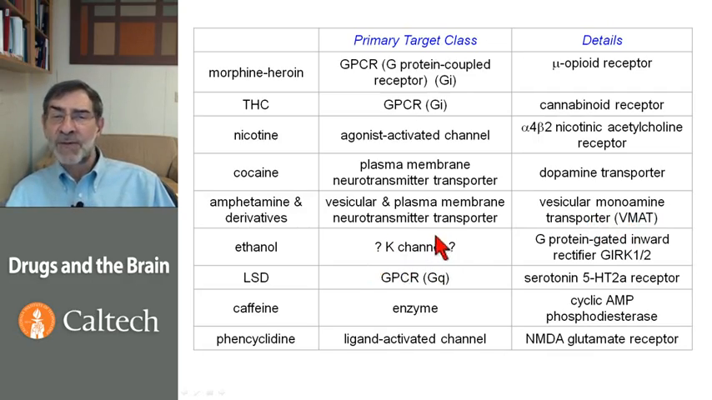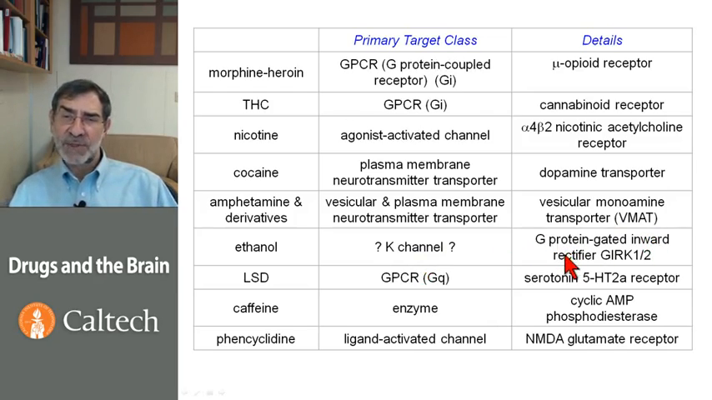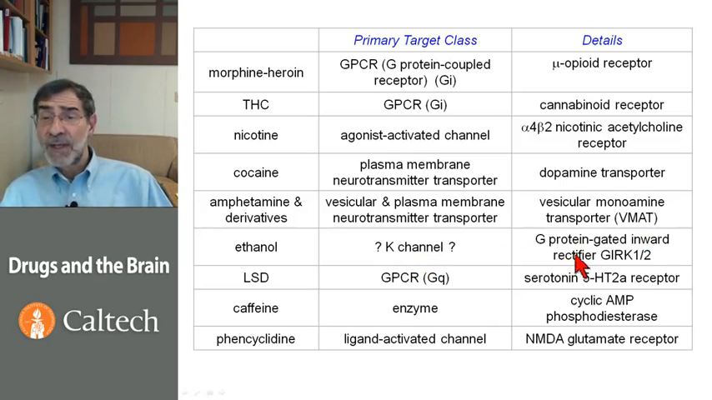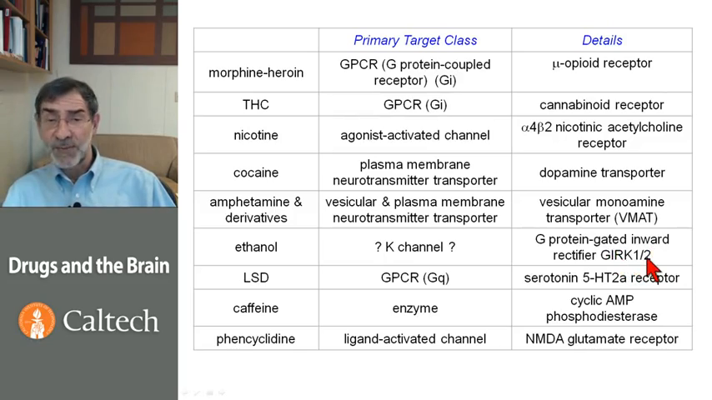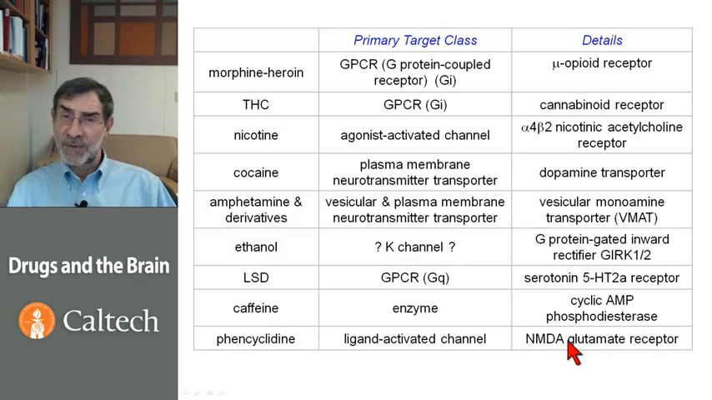Ethanol has various actions. We're following its action here on a potassium channel, a G-protein gated inward rectifier potassium channel, which we've discussed previously in this course. It is actually a homomultimer of 2 GIRK1 subunits and 2 GIRK2 subunits. LSD acts on a Gq-coupled GPCR, the serotonin 5-HT2 receptor. Caffeine acts on an enzyme, cyclic AMP phosphodiesterase, which we've seen in a previous lecture on the G-protein pathway. Phencyclidine acts on a ligand-activated channel, the NMDA glutamate receptor.